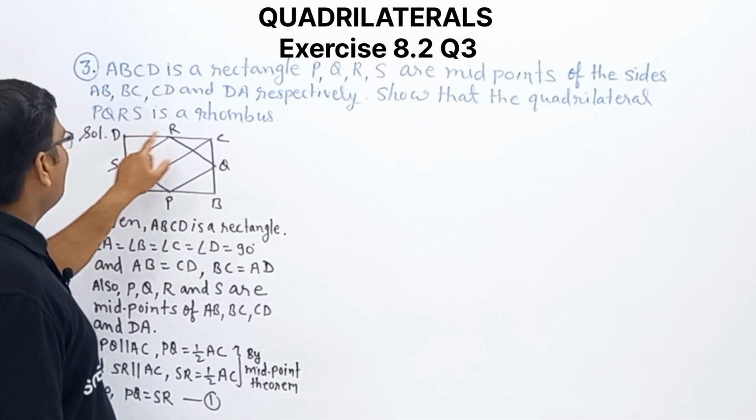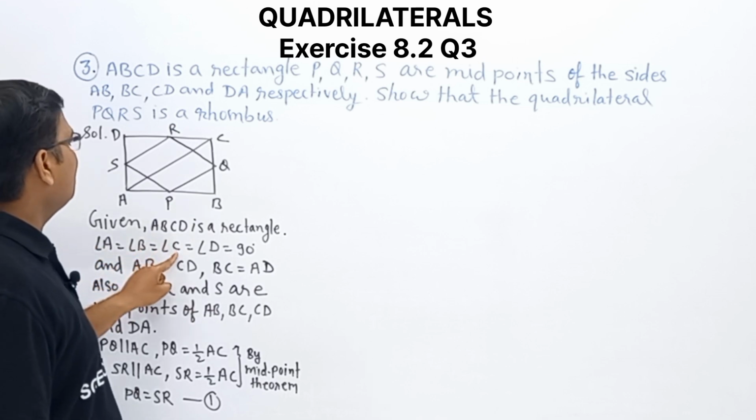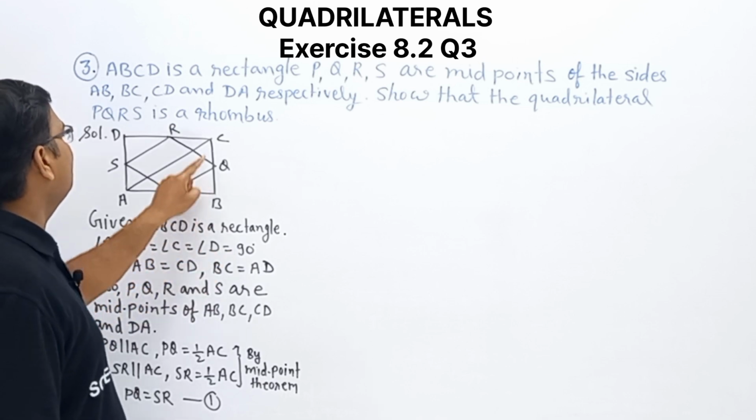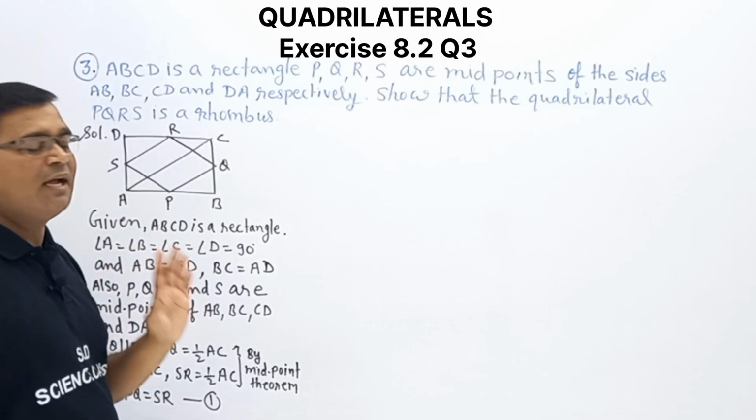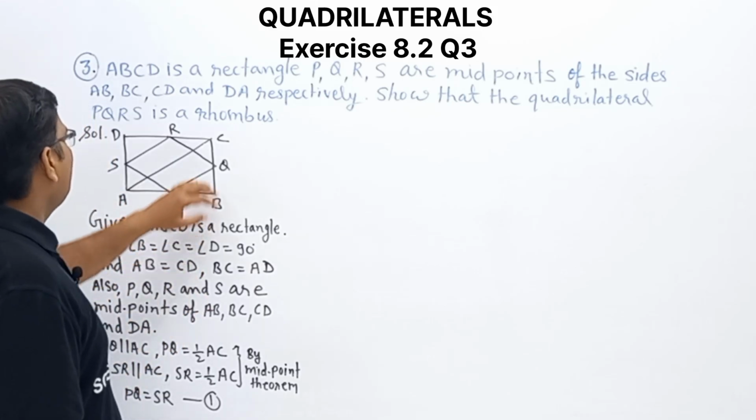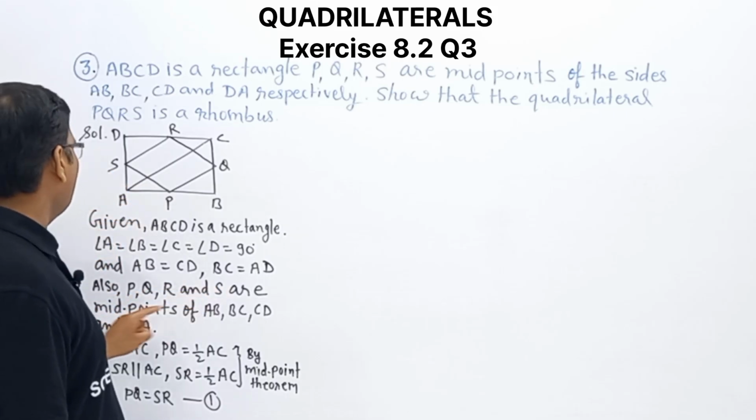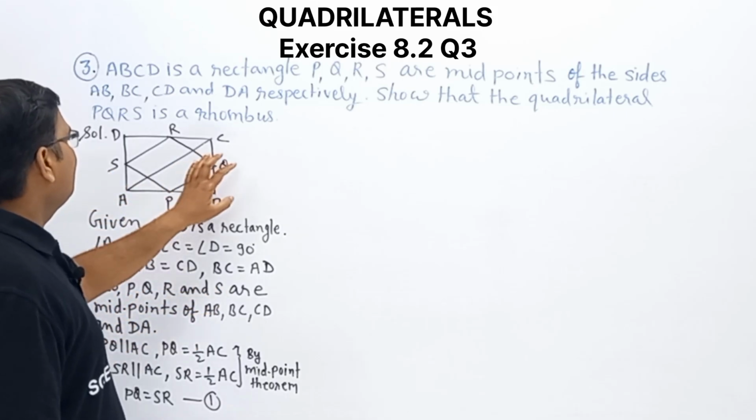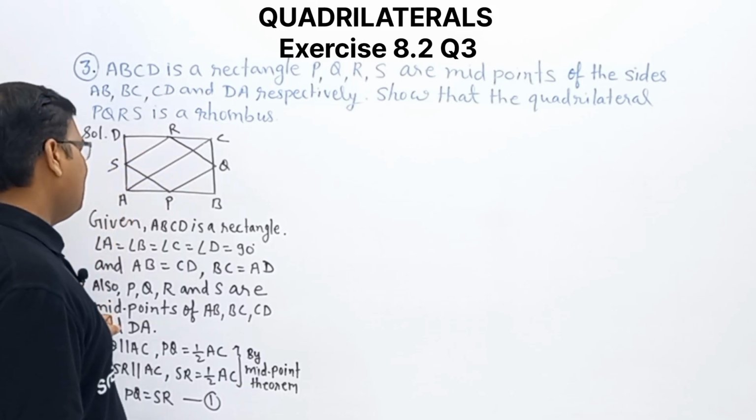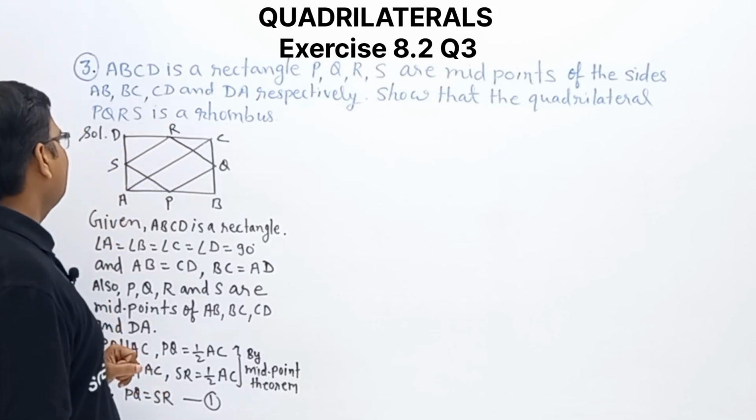So in a rectangle, all angles are what? 90 degrees. Angle A equal to angle B equal to angle C equal to angle D, this one, this one, this one, this one, all are 90 degrees. Why? Because this one is a rectangle. And P, Q, R and S are midpoints of AB, BC, CD and DA respectively. Clear?